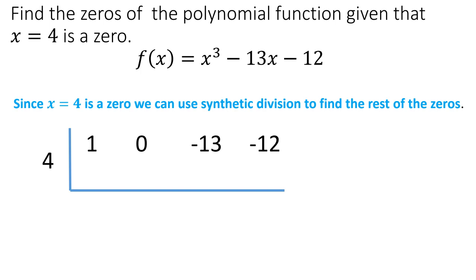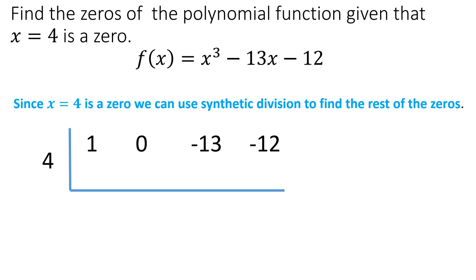What I need to do is divide by one of the zeros, 4, so I can reduce this polynomial. First of all, if I'm going to use synthetic division, I have to make sure that it's in the right order, in descending order, and I have a placeholder value for each of the terms.